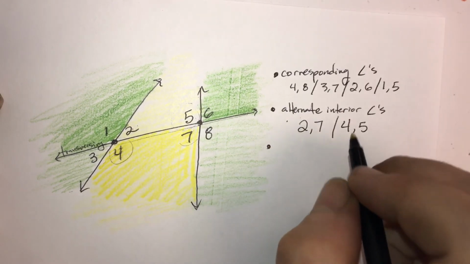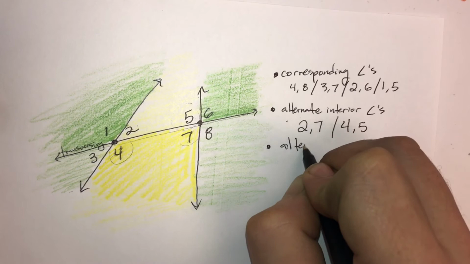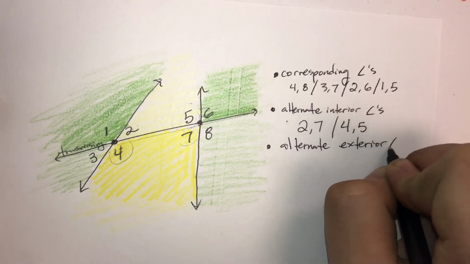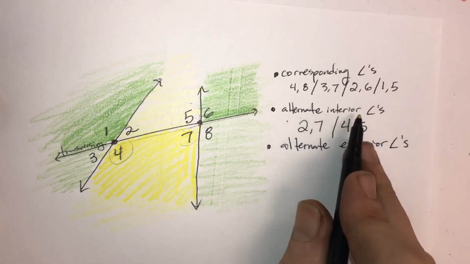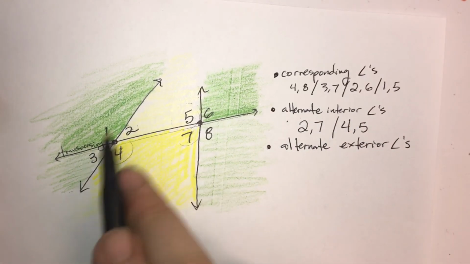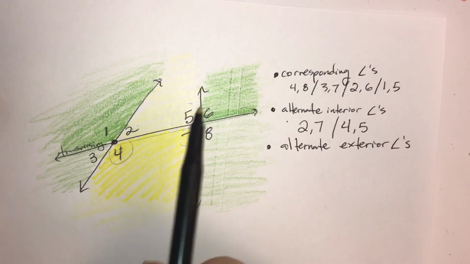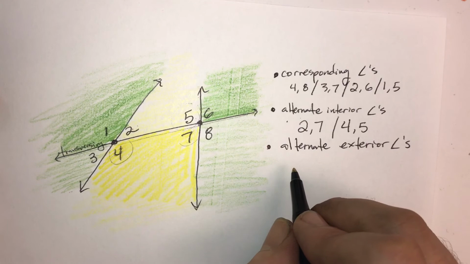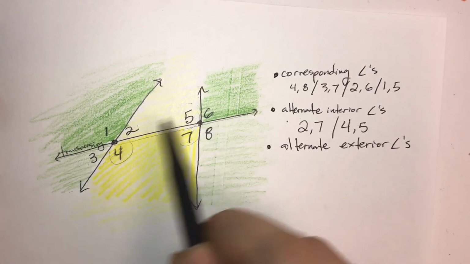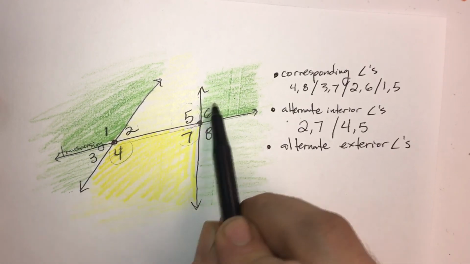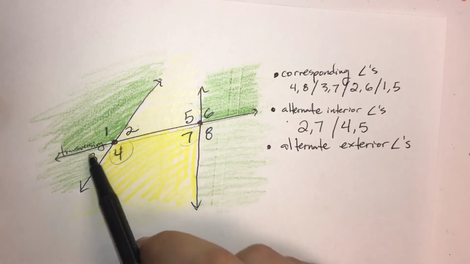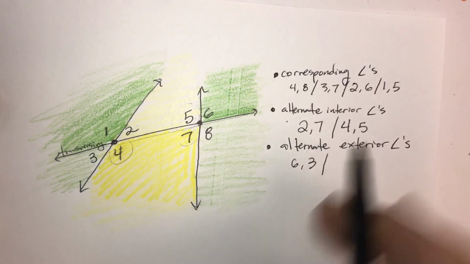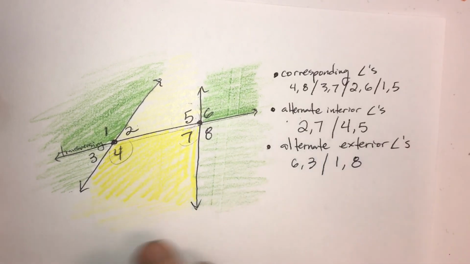The next type of angle pair is alternate exterior. Kind of the same thing as alternate interior, except now instead of in the yellow zone, they're in the green zone. They're outside those 2 lines. So 6 and 3 are on alternate sides of the transversing line and are outside the lines. And 1 and 8 are also alternate exterior angles.